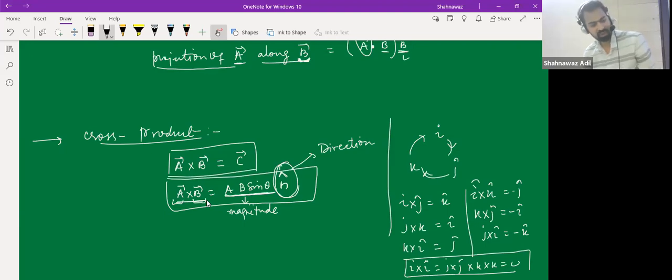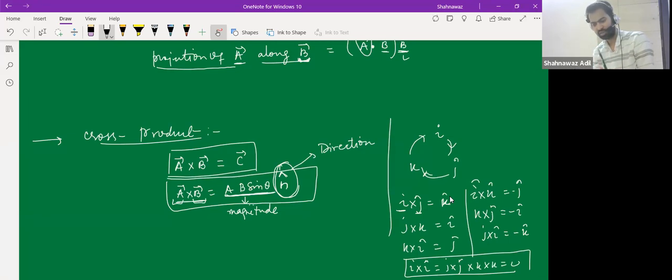You can see it from here that I have i and j, these two vectors, right? And if I take the cross product, I will get k. And k is perpendicular. Let me bring this here. So k is perpendicular to both i and j.